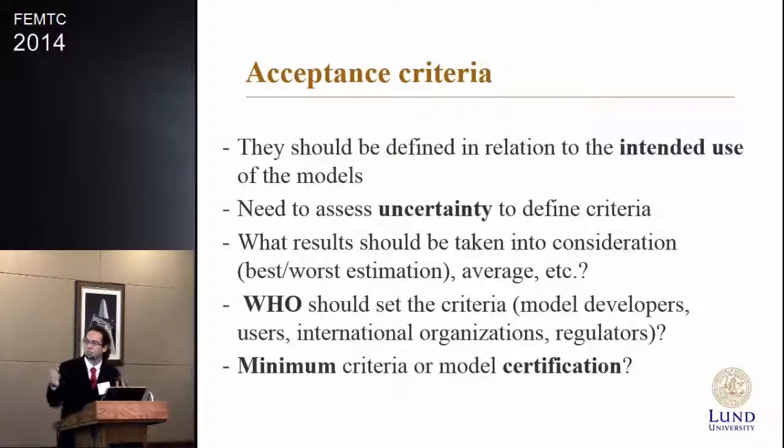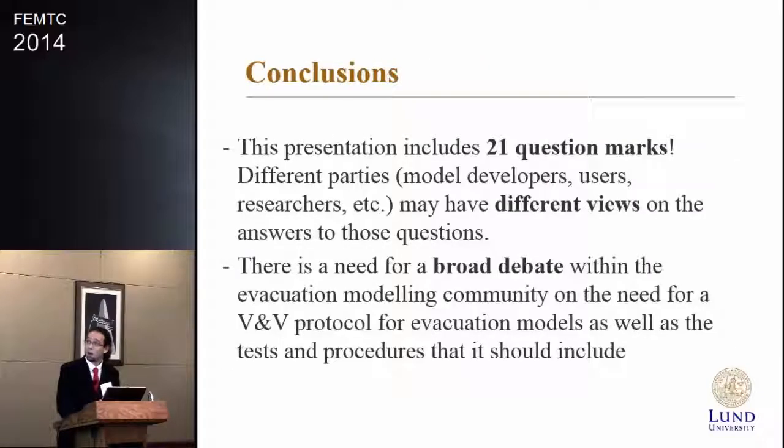And what results should be taken into consideration? Worst, best predictions. So these are all things that are not addressed in today's procedures. And this should be minimum criteria, or should we aim at certifying models in such a way that then the user can have a certain degree of confidence we're using it? So all these questions that I put here, there are actually 21.